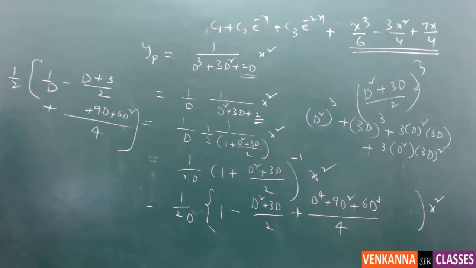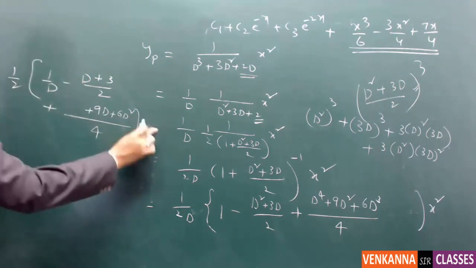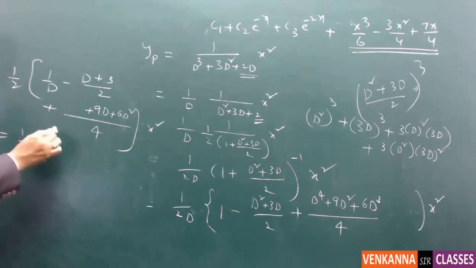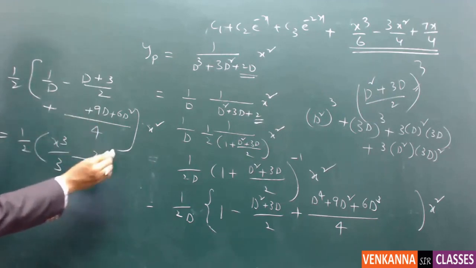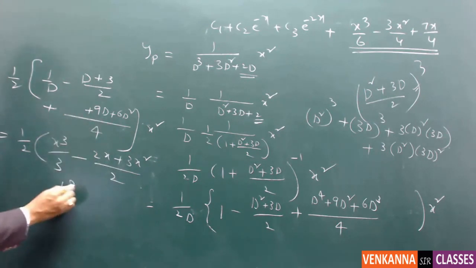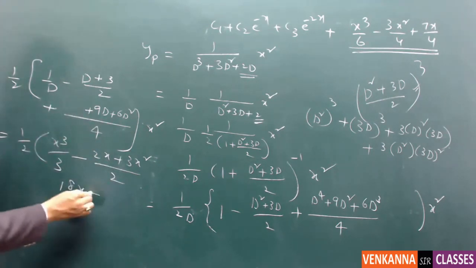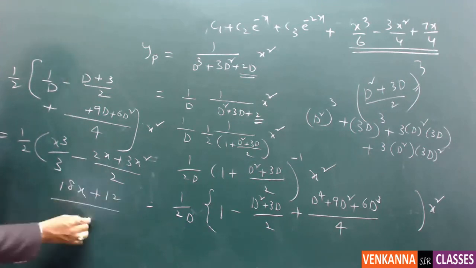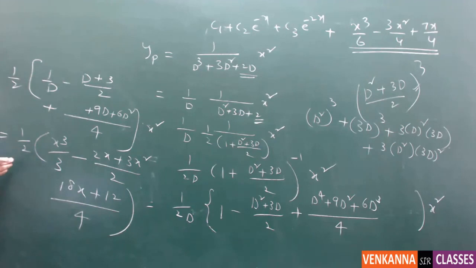So you check on that after applying the function to each term. So 1 by d means integration. So integration of x square is x cube by 3. So differentiation is 2x plus 3x square by 2. Then you have to apply 18x plus 12 by 4. So on simplifying, you are going to get that answer. Please check. Accepted.